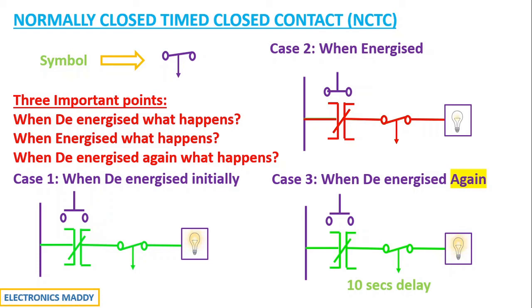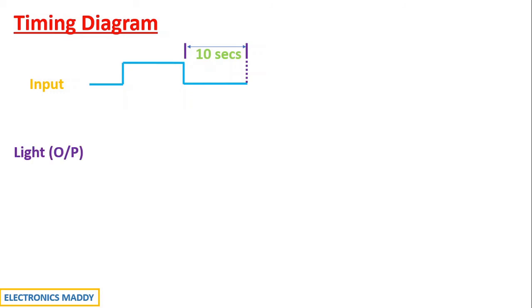Now, having seen three different cases, let us correlate this with the timing diagram. The timing diagram is pretty simple and straightforward. We'll be considering the input initially to be low and then going to high, and then it comes back to low in this particular fashion. And the low corresponds to 10 seconds, because the time duration of 10 seconds is the time delay that we have set in our cases. Similarly, we will be associating it with the expected output with respect to light.